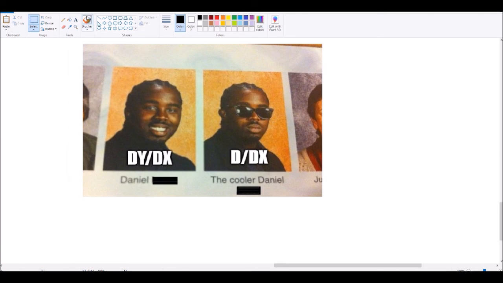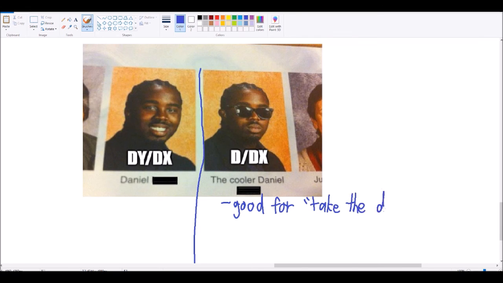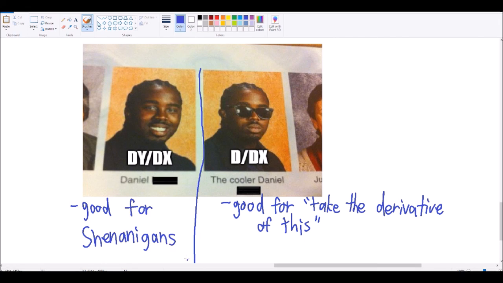One last note, people tend not to put the y in the dy over dx when using it to say, quote, take the derivative. I will be following this pattern as well, only using the full dy over dx form when we're doing some crazy shenanigans.